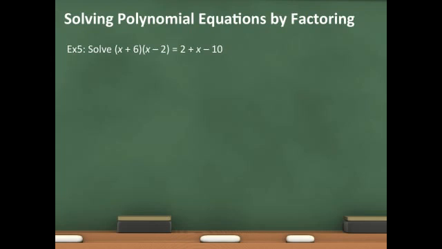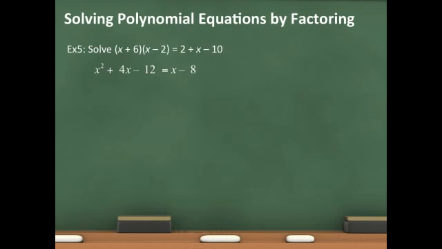When this happens, we need to undo the factoring that has been done previously. To do this, we simply multiply the two binomials on the left side of the equation. Also notice on the right side of the equation, we can combine like terms, the 2 and the negative 10. This will give us x squared plus 4x minus 12 equals x minus 8.